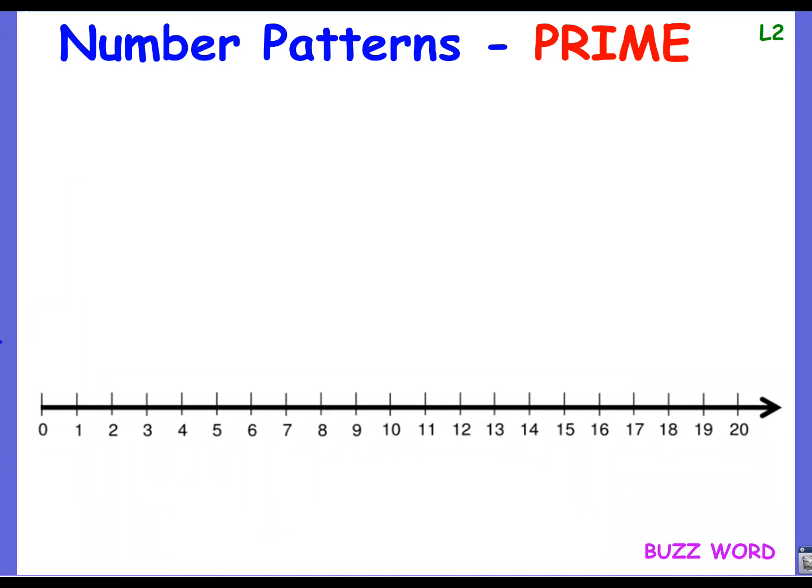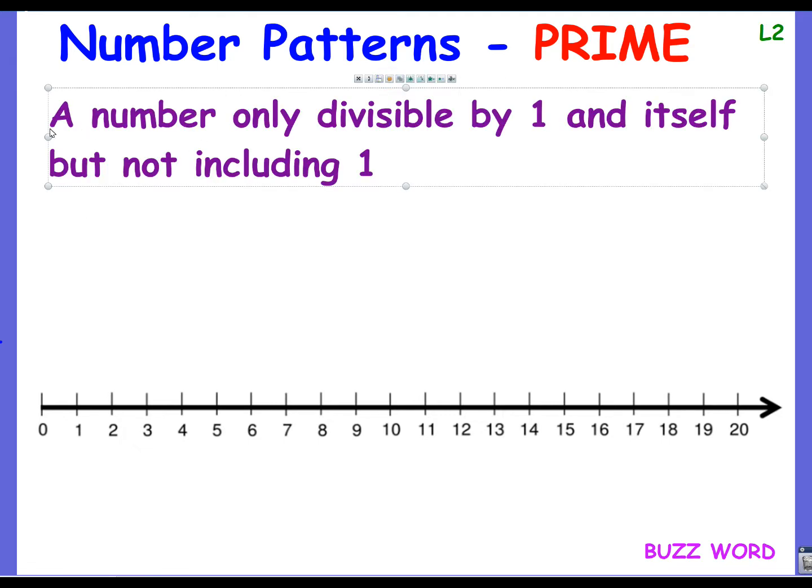The final definition we need to know is a prime number, and this is mainly for those doing level 2. A prime number is only divisible by 1 and itself, but not including the number 1. So when we look at our number line, our first prime number is 2. Then it's going to be 3. Now we can't have any more even numbers because they're all divisible by 2.